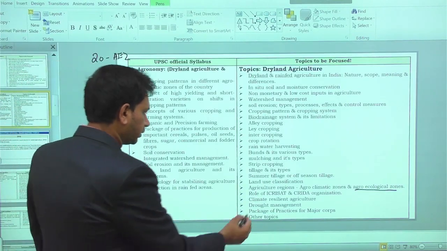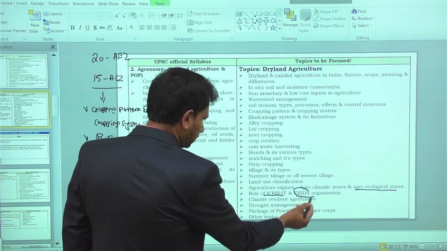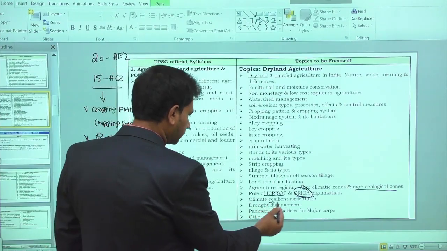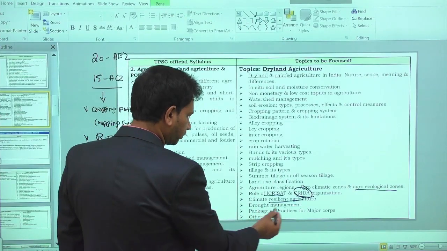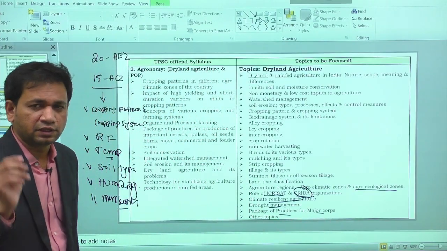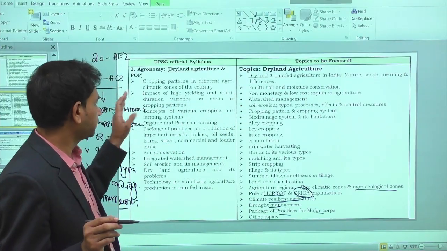Okay. Then we have the syllabus of the role of the ICRISAT in Hyderabad and the CRIDA organization, again in Hyderabad, for developing improved varieties for dryland agriculture. Then climate resilient agriculture by NICRA, drought management, package of practices for the major crops. Besides, within agronomy, dryland agriculture is one of the subjects we have in this case.